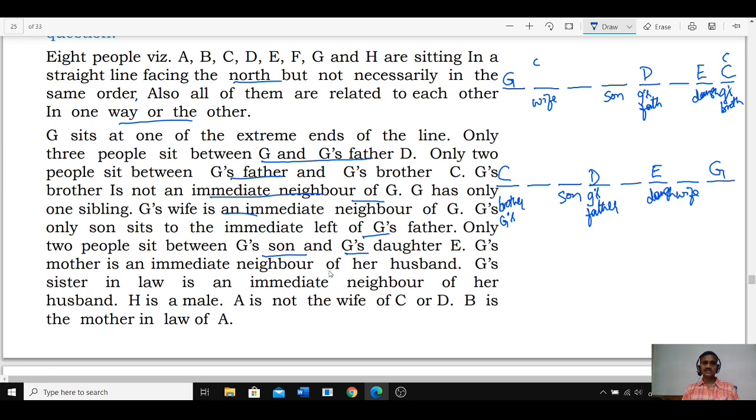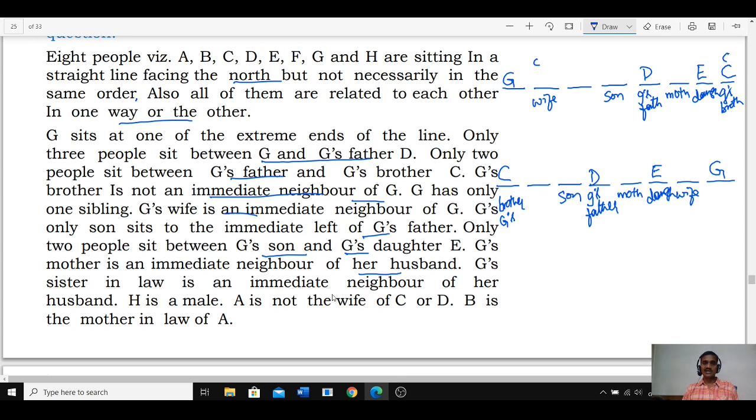And G's mother is an immediate neighbor of her husband. G's mother is an immediate neighbor of her husband, meaning G's father. G's father and mother are adjacent to each other. Hence mother must be here.